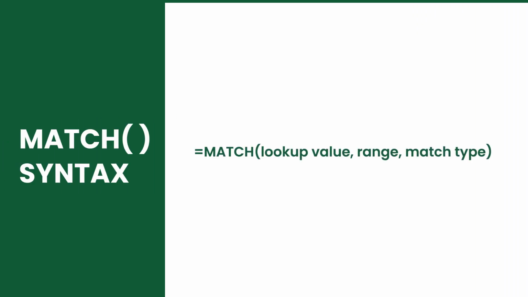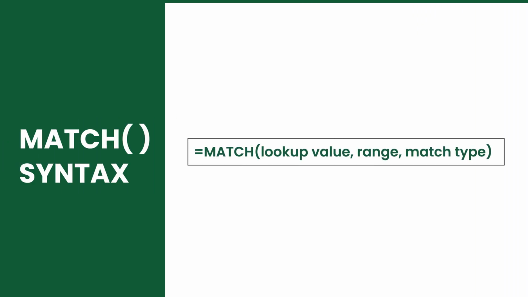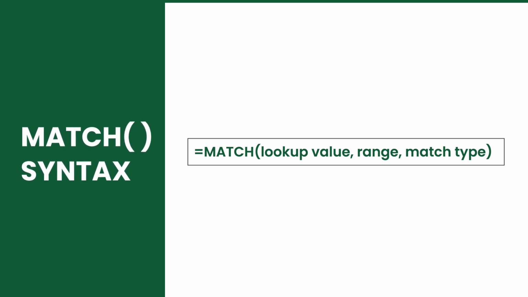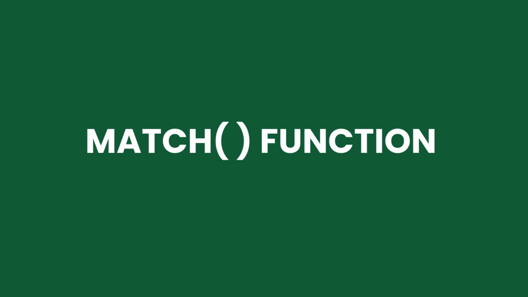Before we begin, what is the match function, and how does it work? The match function searches for a specified item in a range of cells, and then returns the relative position of that item in the range. Now it's time to show you how to use the match function.